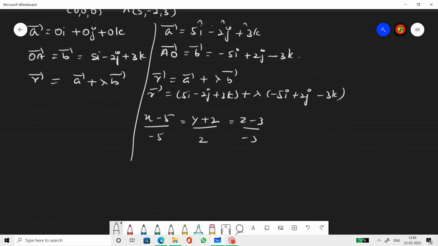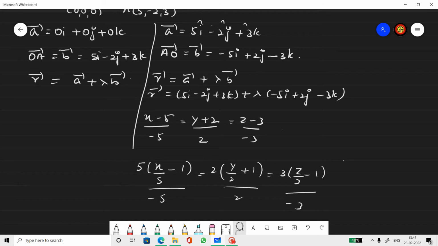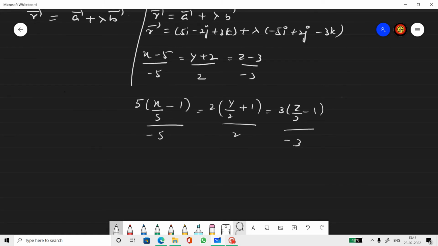Take 5 common out. So this will become x by 5 minus 1 by minus 5. If you take 5 common out from this, you get 5 times (x by 5 minus 1) by minus 5. And then 2 common out from this, so 2 times (y by 2 plus 1). 3 common out from this, 3 times (z by 3 minus 1). So you can simplify this further, right? The 5 gets cancelled, 2 gets cancelled, 3 gets cancelled.